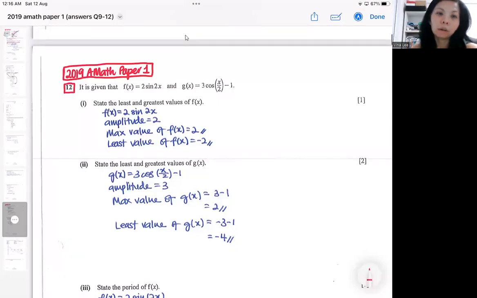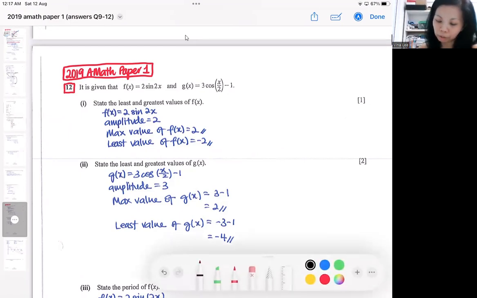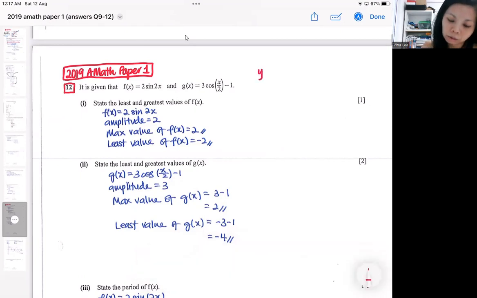Okay, so this question is a pure question on trigo graph, and this one is specific to sine and cosine graph. So if, let's say, you have kind of forgotten, hopefully this question can do a quick summary for the trigo graph. Okay, so as a quick summary, I will just focus on this part first.